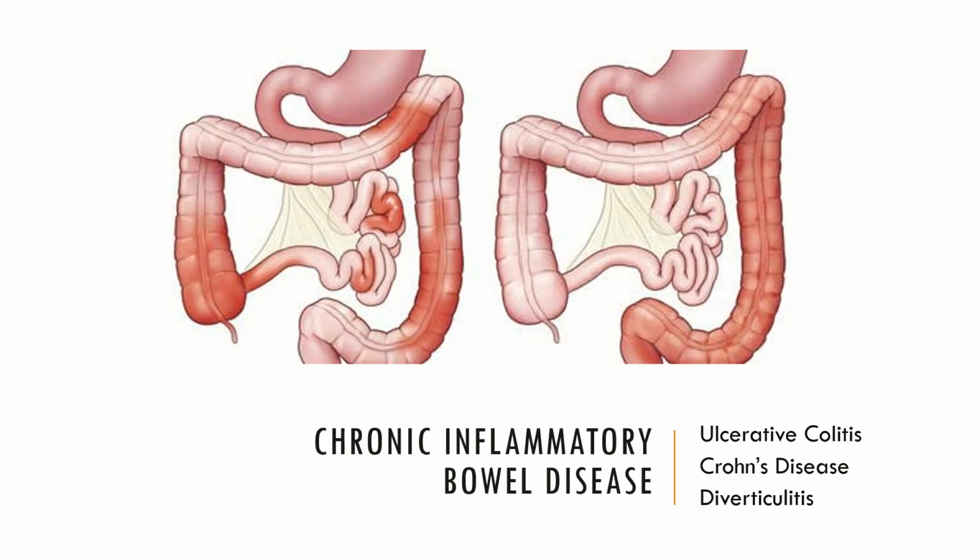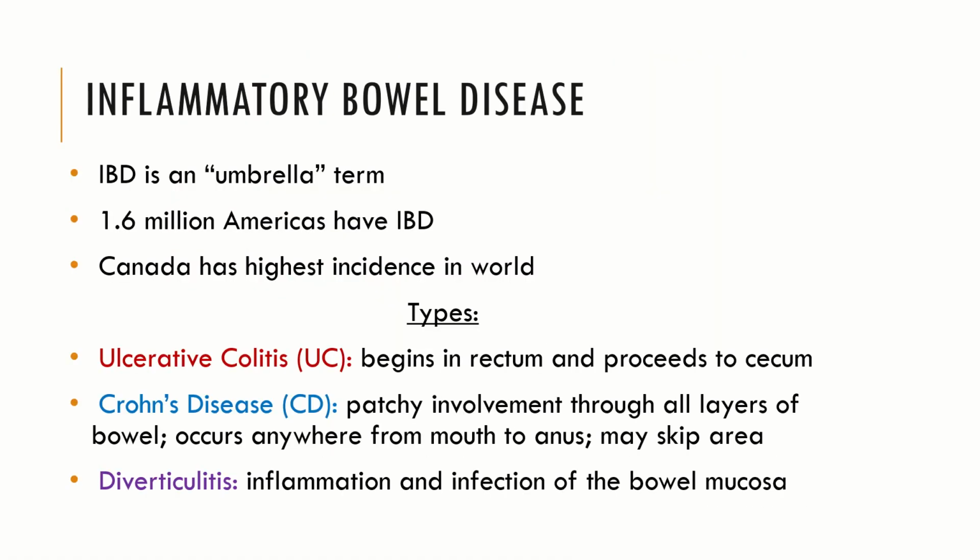Alrighty, moving on to chronic inflammatory bowel disease. Under this umbrella term, we're going to cover ulcerative colitis, Crohn's disease, and diverticulitis. Like I just mentioned, IBD is the umbrella term for all the types of IBD that fall under it. So you have UC, CD, and diverticulitis. About 1.6 million Americans have some type of IBD, and actually Canada, interestingly enough, has the highest incidence in the world. I don't know where that comes from, but the more you know.